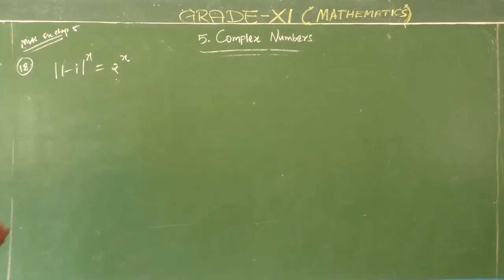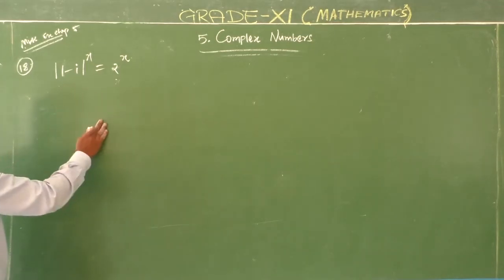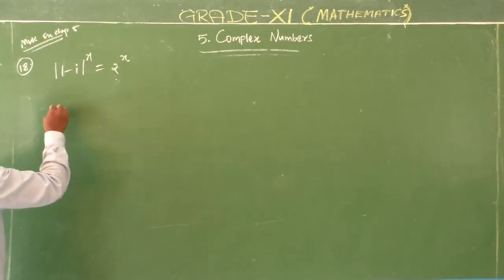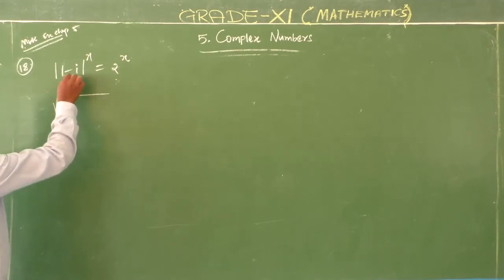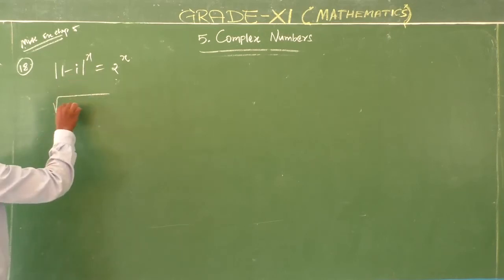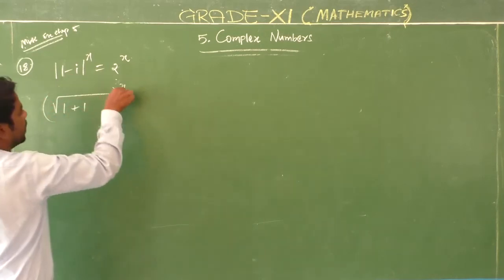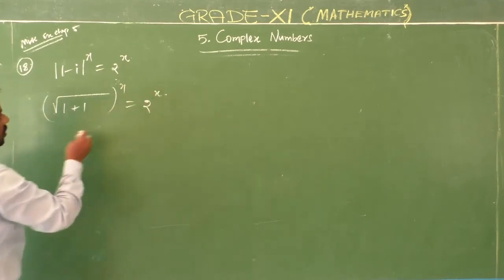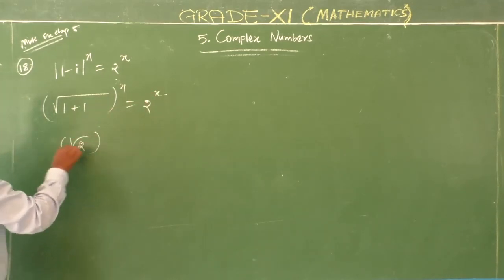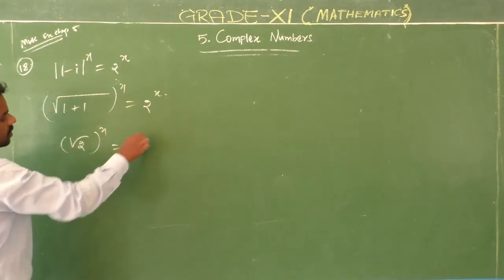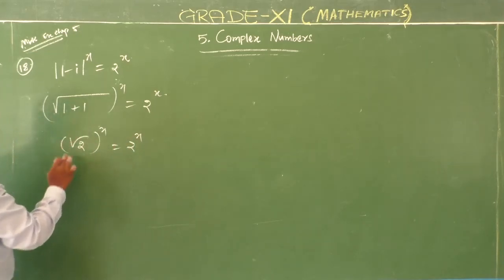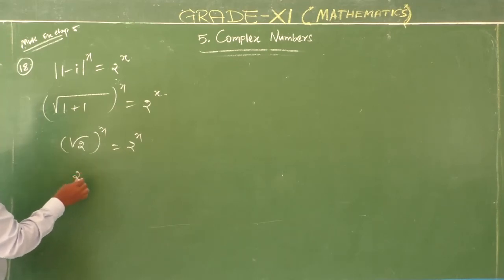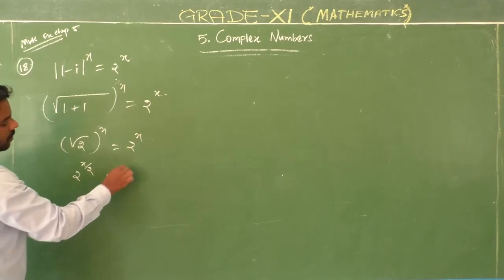Next, question number 18. Modulus of 1 minus i whole power x equal to 2 power x. The modulus of the complex number is root of 1 square plus the imaginary part minus 1 whole square, so root 2 whole power x is equal to 2 power x. Here the base is root 2 but here 2, so change the root. Root 2 is written as 2 power 1 by 2, whole power x, that is 2 power x by 2, is equal to 2 power x.